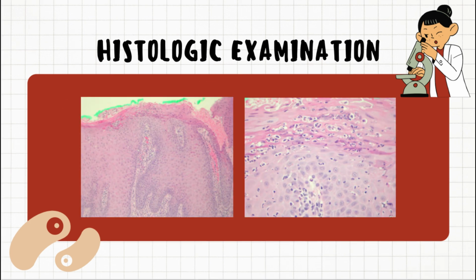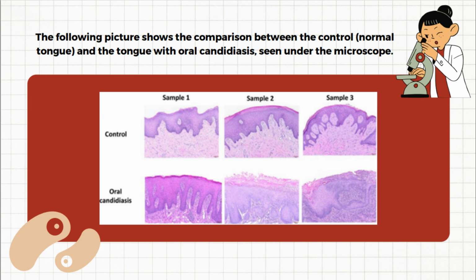In the following pictures below, the microscopic picture shows the comparison between the normal tongue, the controlled normal tongue, and the tongue with oral candidiasis.